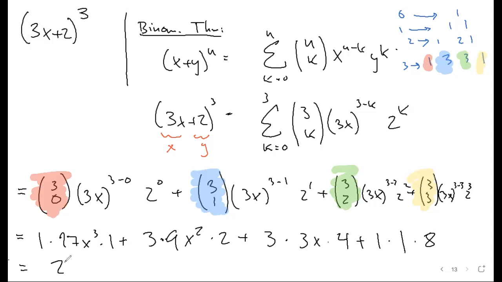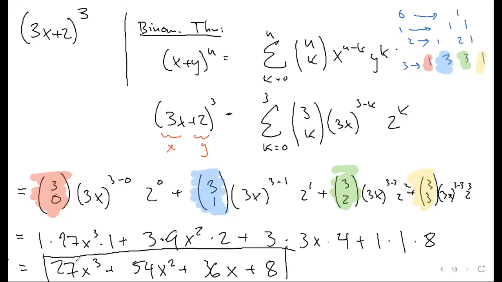So now you can put everything together. 3 times 9 times 2 is 54x squared plus 9. So 3 times 3 times 4 is 36. And then plus 8. Okay, so that's the answer. You'll notice I go really, really slow. I go step by step, and I recommend that you do it that way as well. Is that clear how I did this?